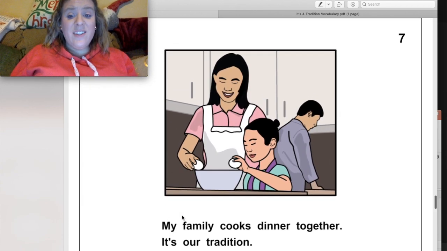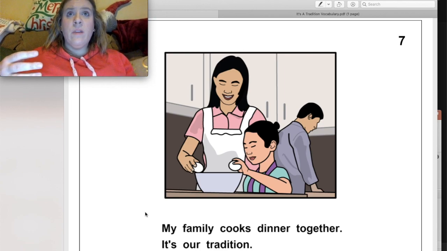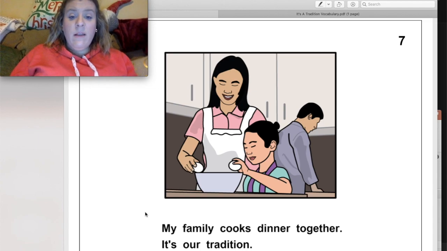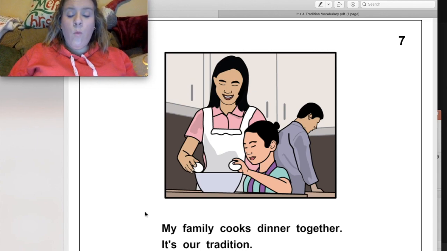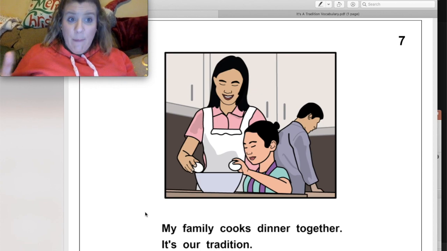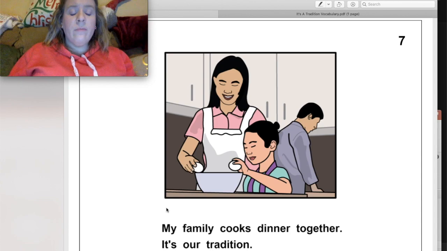My family cooks dinner together. It's our tradition. A lot of families and friends will typically have a special meal together during the holidays. We know that the food might be different based on your family and your traditions and your culture, but typically most people will do a special dinner together.